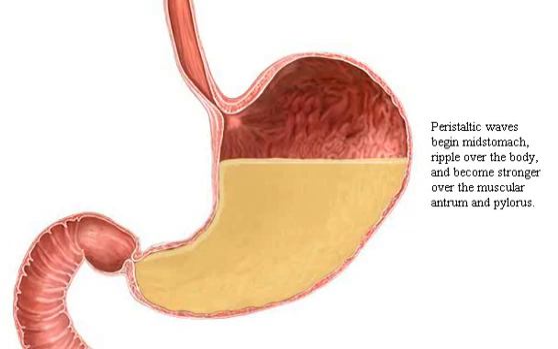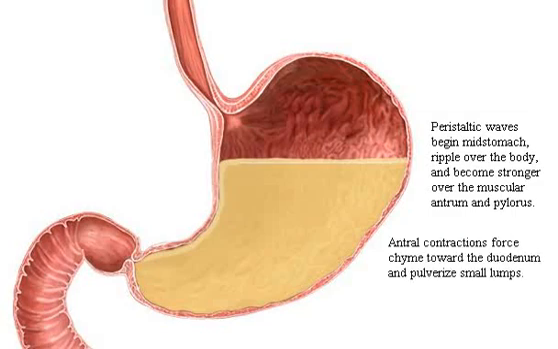Peristaltic waves begin mid-stomach, ripple over the body, and become stronger over the muscular antrum and pylorus. Antral contractions force chyme toward the duodenum and pulverize small lumps. Click the antrum to see gastric emptying.